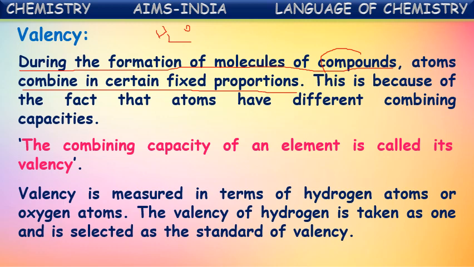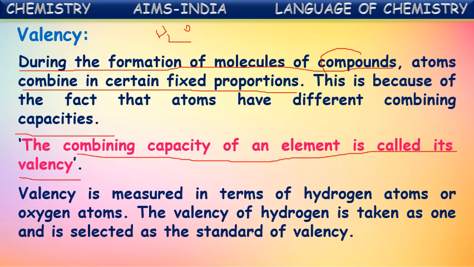So that ratio of the atoms, the combining of the atoms, is in fixed proportions. This is because atoms have different combining capacities. That combining capacity of an element is called its valency. So how can we define the valency? The combining capacity of an element is called its valency.